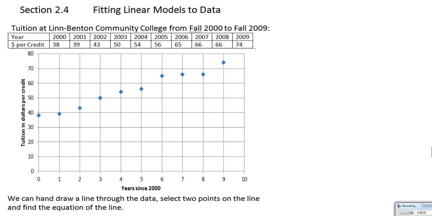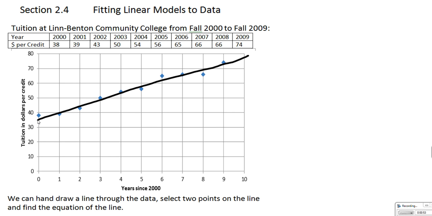I've gone ahead and graphed the data. As you can see, in general, tuition goes up as time goes by. We can draw a line through the data. We won't be hitting every single point as we draw this line through the data. And everyone who draws a line will draw a slightly different line, but we can see there's what we call a linear trend to the data. In general, tuition's going up at a fairly consistent rate.